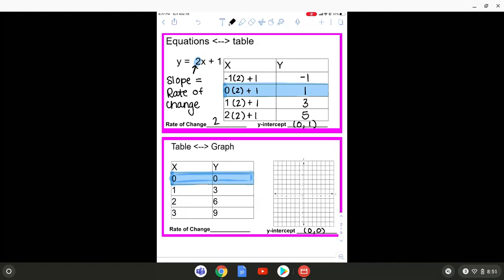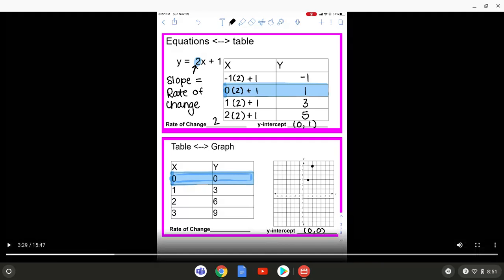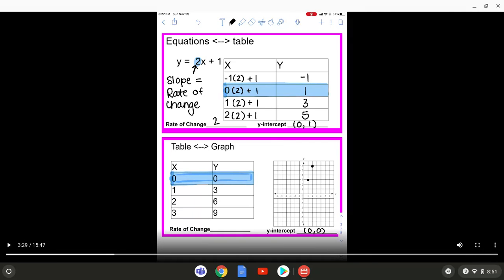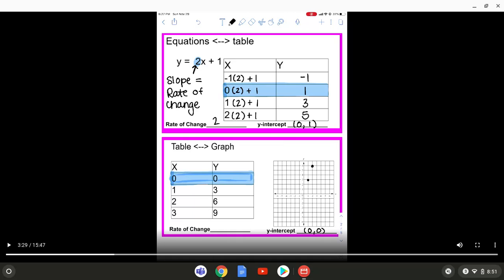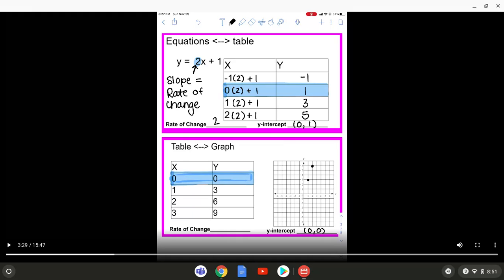So now I'm going to graph this. And I'm going to start with the point (1, 3). So I'm going to go on the horizontal line and find 1, because 1 is my x value. And remember, x is the horizontal line. So I'm going to find 1 on the x-axis. And then the y-axis is the vertical line. So I'm going to find 3.